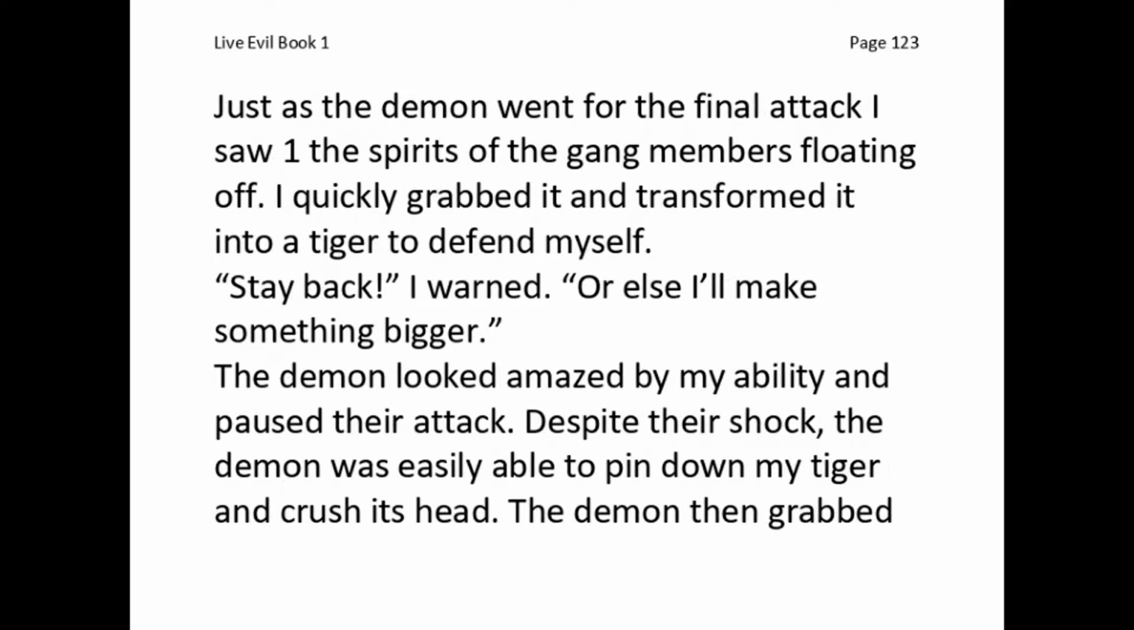I quickly grabbed it and transformed it into a tiger to defend myself. "Stay back," I warned, "or else I'll make something bigger." The demon looked amazed by my ability and paused their attack. Despite their shock, the demon was easily able to pin down my tiger and crush its head. The demon then grabbed me by my neck with their snake-like tail and pinned me to a wall.